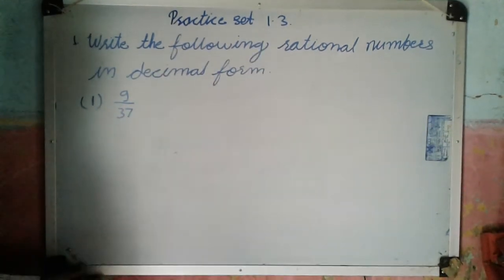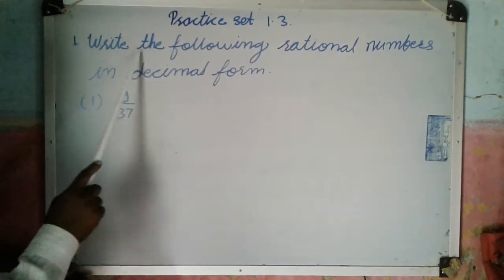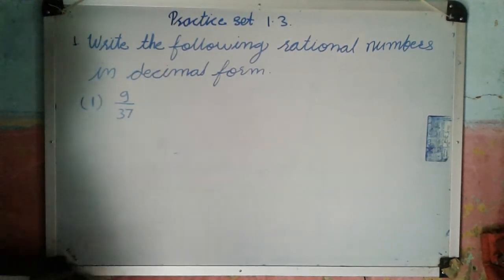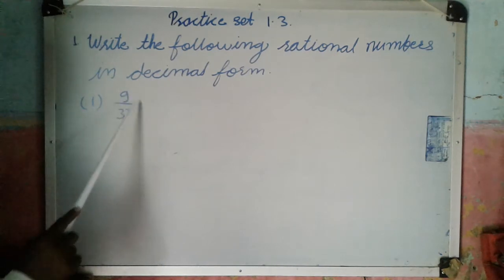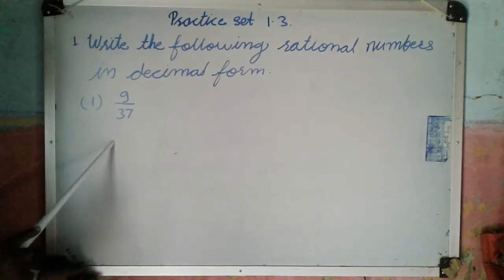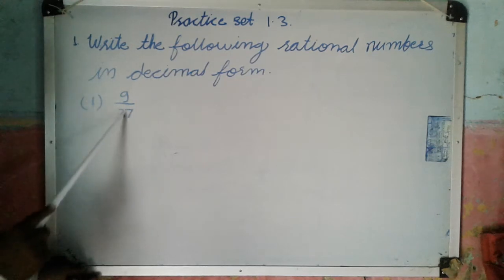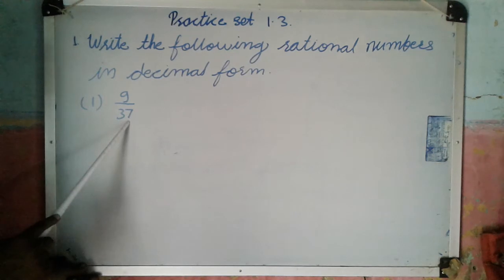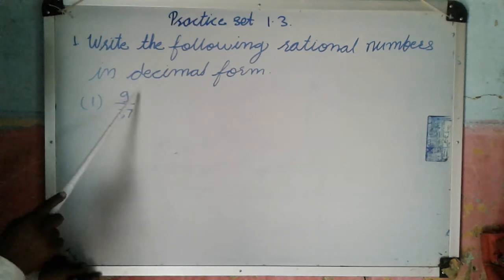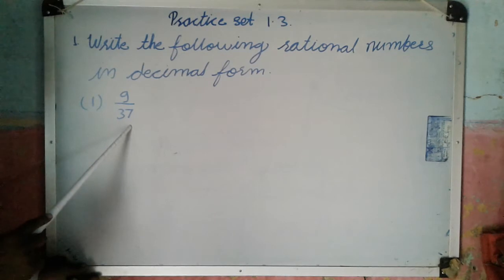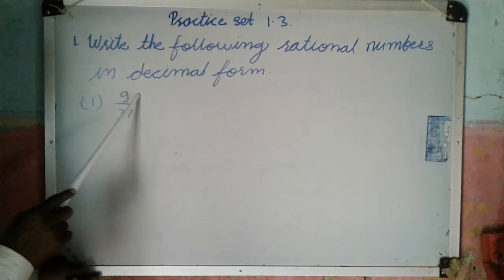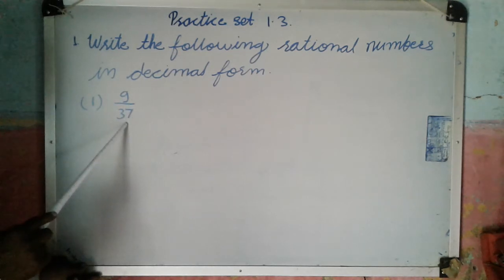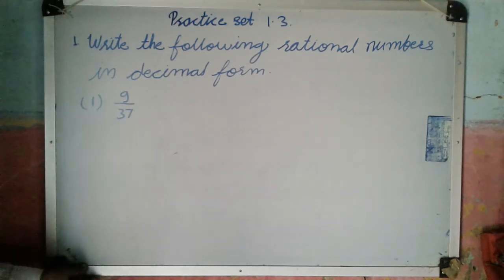Practice set 1.3. Question number 1. Write the following rational numbers in decimal form. So example 1 is 9 upon 37. To write this rational number in decimal form, we have to divide numerator by denominator. So here numerator is 9 and denominator of this rational number is 37. So we will divide 9 by 37.